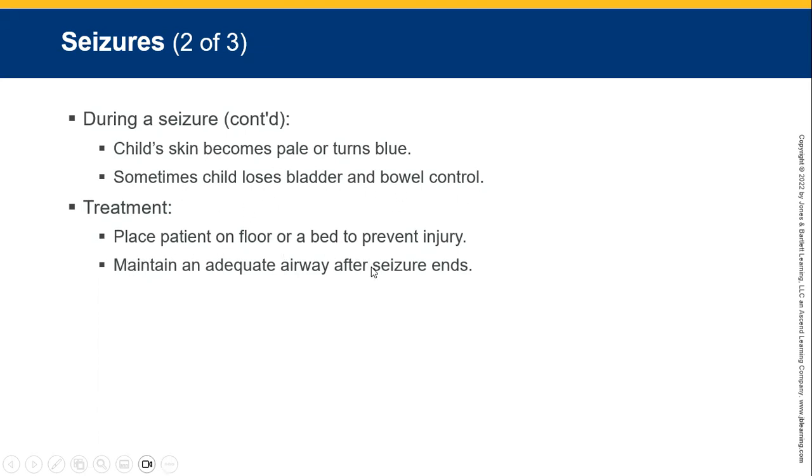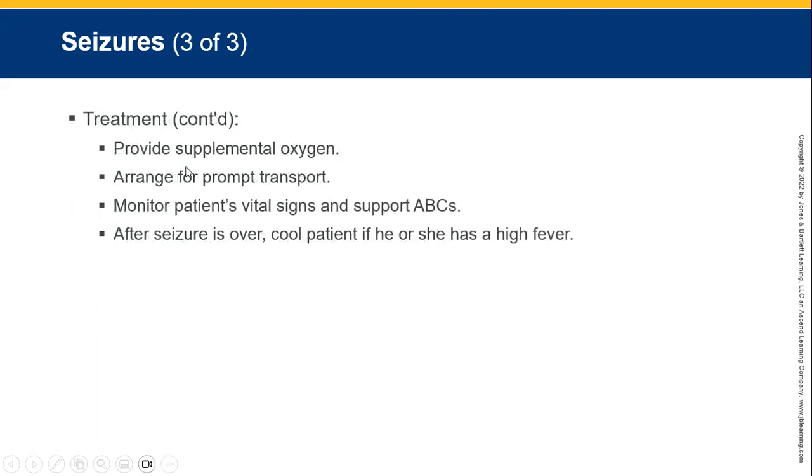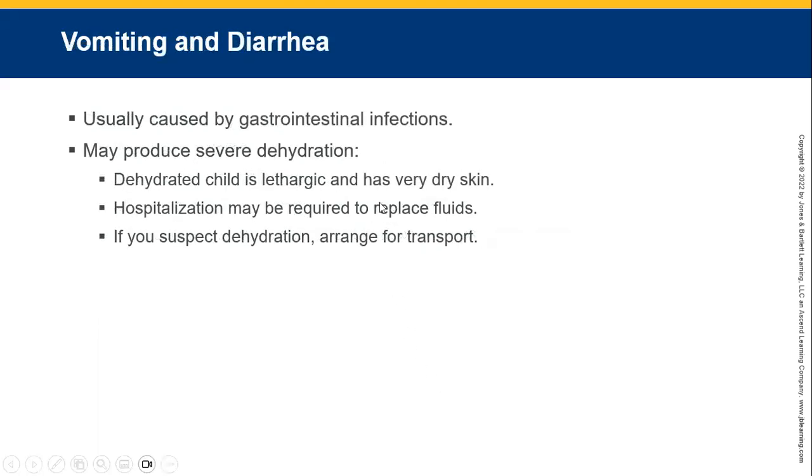Place the patient on the floor or on a bed to prevent injury. Maintain adequate airflow after the seizure. Provide supplemental oxygen if necessary, and if you're trained to do so, arrange rapid transport to hospital. With a seizure in children, we always monitor the vital signs and support ABCs. Once the seizure is over, cool the patient if he or she has a high fever. And once a child has had a seizure, we always have to have them checked out by a doctor.